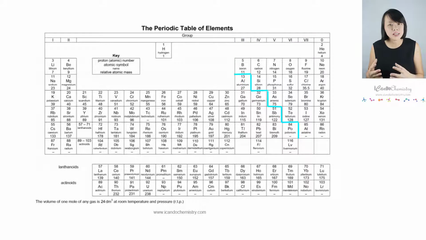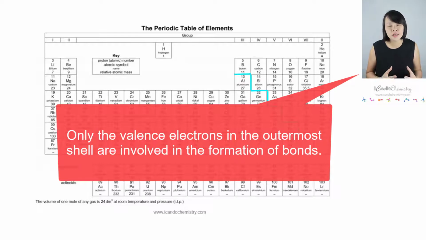Now covalent bonds are actually formed between non-metals, and this bond is formed when non-metals come together to share electrons. For ionic bond, an ionic bond is formed when a metal and non-metal come together and the metal loses its electrons and donates them to the non-metals. Now take note, only the valence electrons in the outermost shell are involved in the formation of bonds.